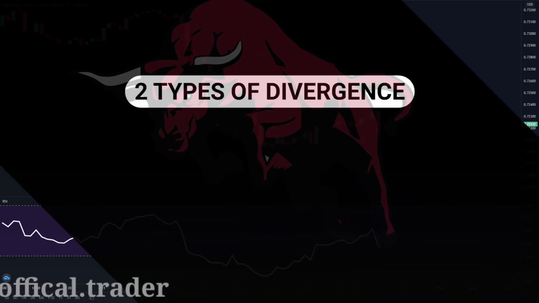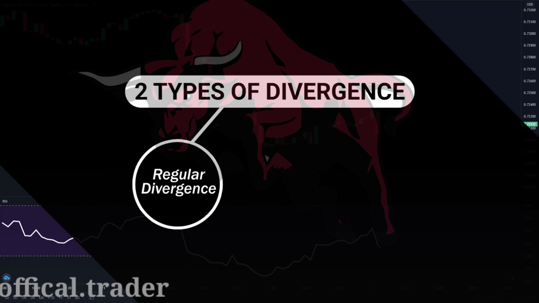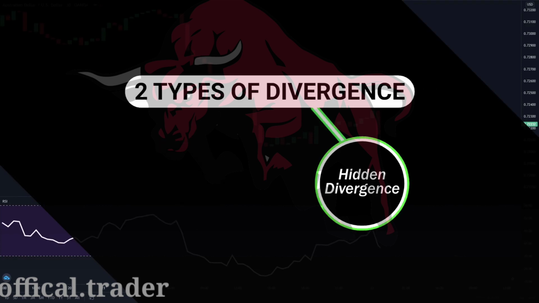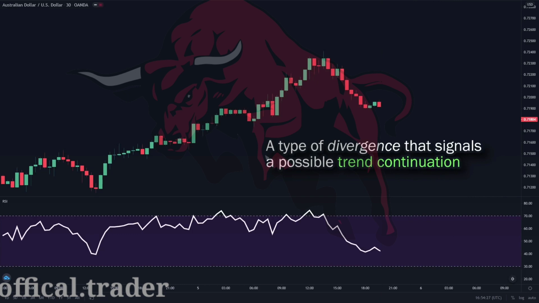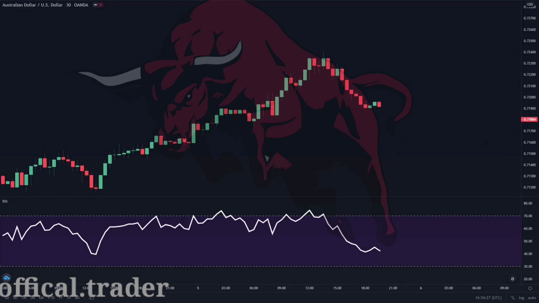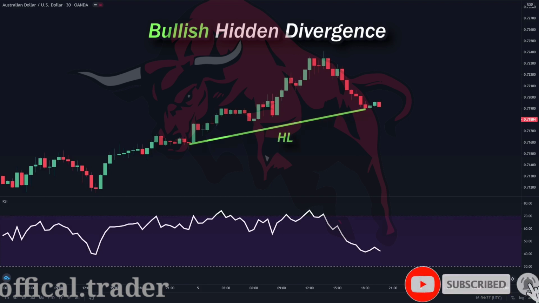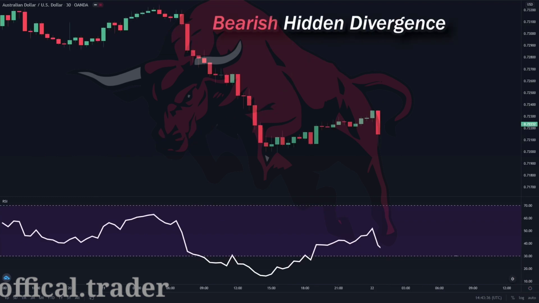There are two types of divergences: a regular divergence and a hidden divergence. But for this strategy specifically, we are only going to be using hidden divergences. A hidden divergence is a type of divergence that signals a possible continuation of an existing trend. And there are two types of hidden divergences: a bullish hidden divergence, which forms when prices are making higher lows but the RSI is making lower lows, and a bearish hidden divergence, which occurs when prices are making lower highs but the RSI is making higher highs.